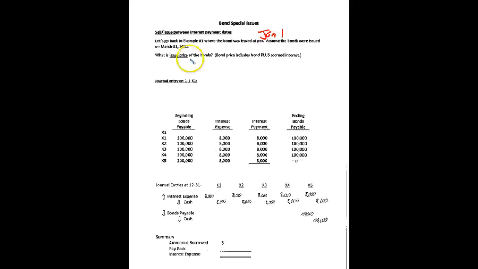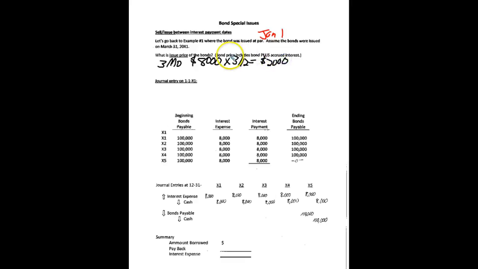So in this illustration, let's assume the bonds were issued on March 31st. So if the bonds were issued on March 31st, 3 months would have gone by, right? January, February, and March. Interest for those 3 months, remember the annual interest is $8,000. So $8,000 times 3 out of 12 months would have been $2,000.